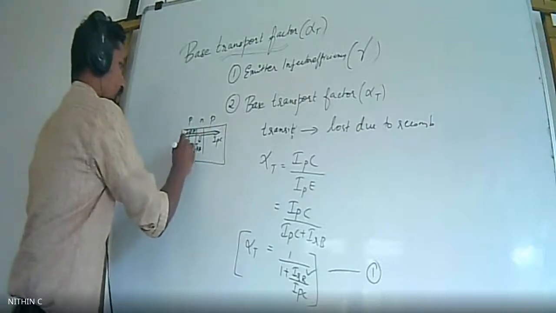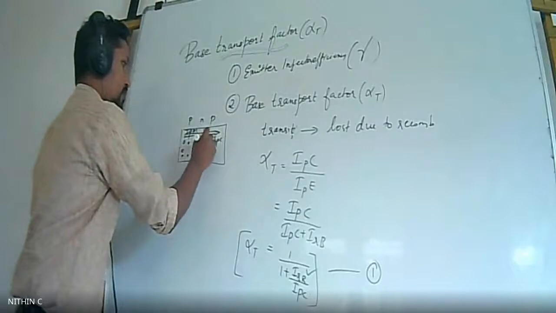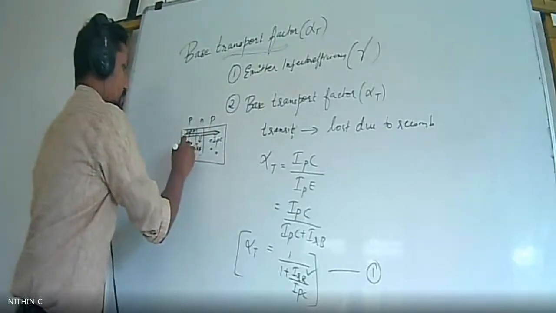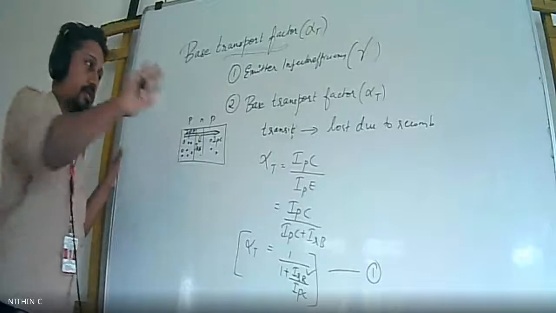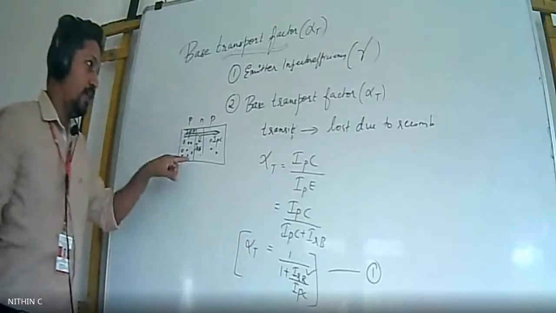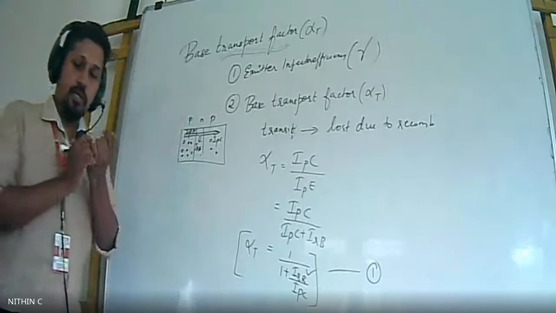Here you are having some electrons, this is N, here again you will be having holes. Doping will be higher in emitter side since that is the section which will emit carriers. Okay, if we need to reduce the recombination in the base, what should be the method?